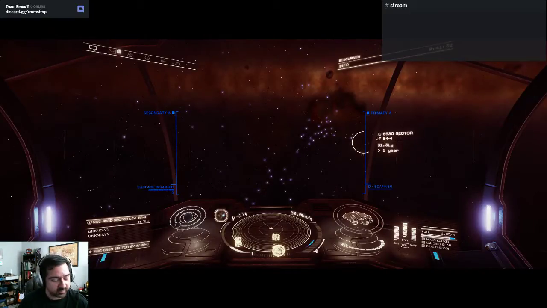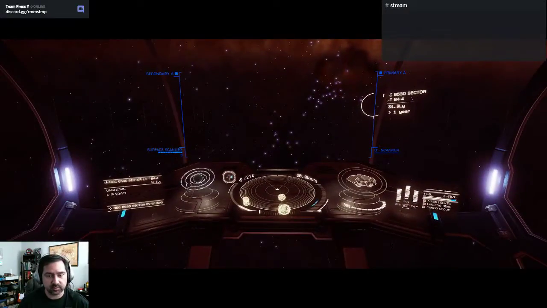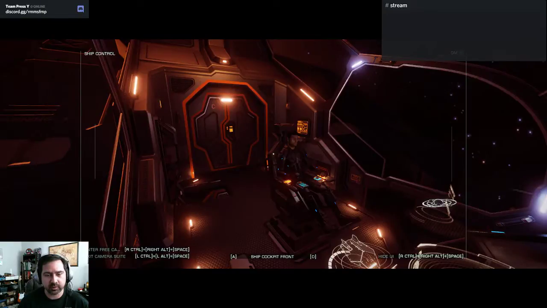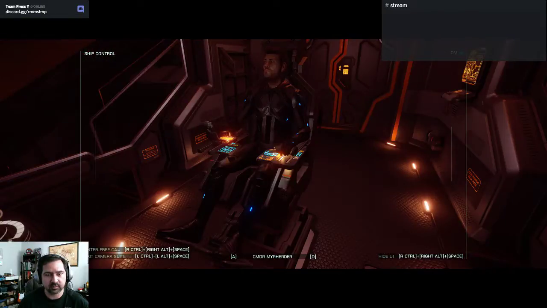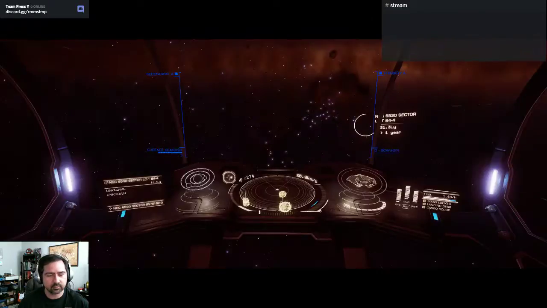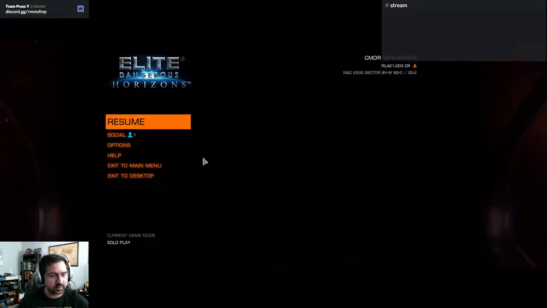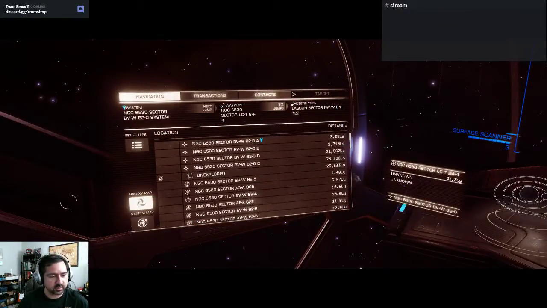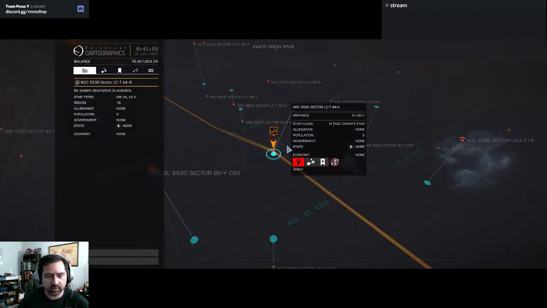So, I'll spend a quick 5 minutes on showing off this and get back into what we're planning on doing. So, this is my ship. It is an Asp Explorer. And I am on my way to the furthest colony in the game.